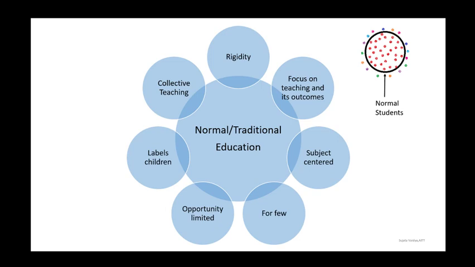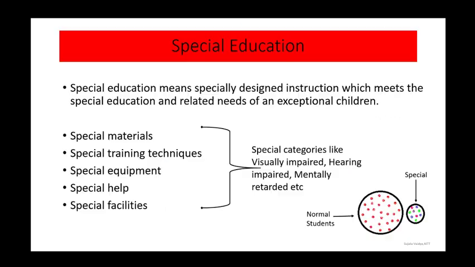As you can see in the diagram, the normal education is given to the normal type of students only or similar type of students only. There are some dots outside the circle that are special students. So these special students are excluded from the normal education system. So opportunity given to the students in the normal education system is limited. So the normal education system is rigid in nature.